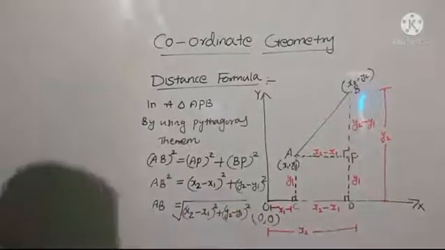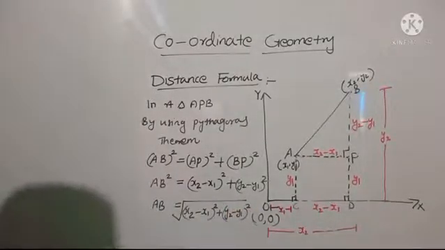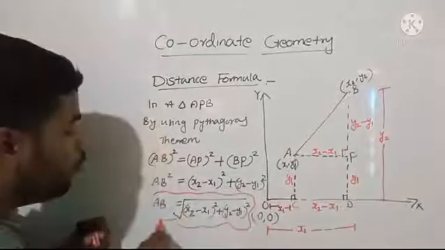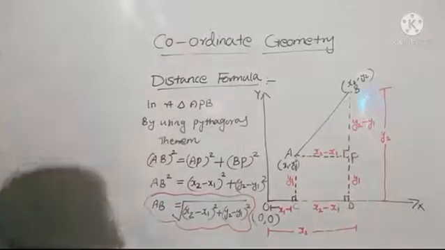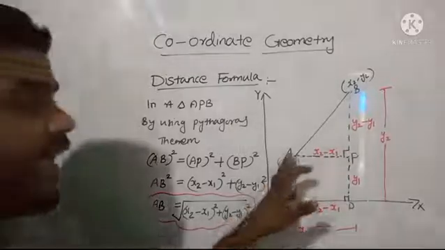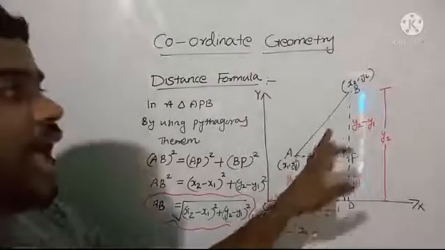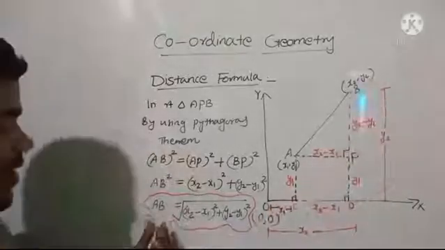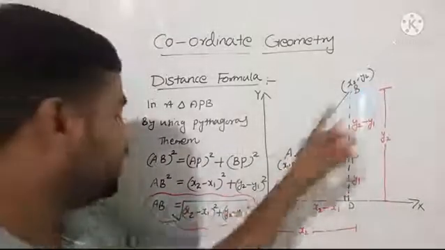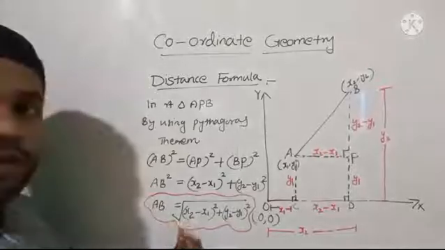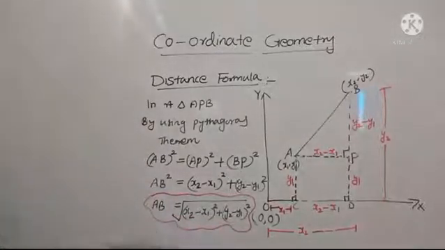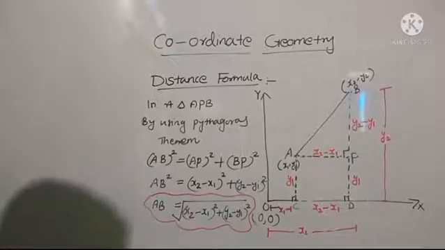And this formula is called the distance formula, the distance between two points. For the point A as ordered pair (x1, y1) and the point B as ordered pair (x2, y2), to find the distance from A to B, AB equals the square root of (x2 minus x1) whole square plus (y2 minus y1) whole square.